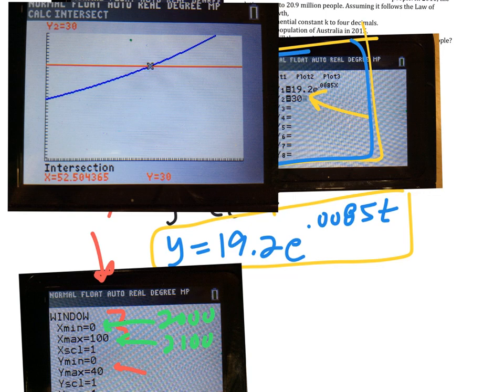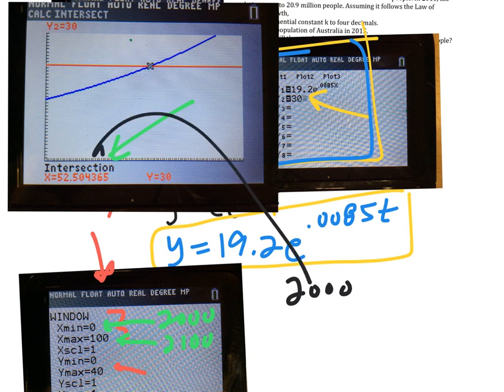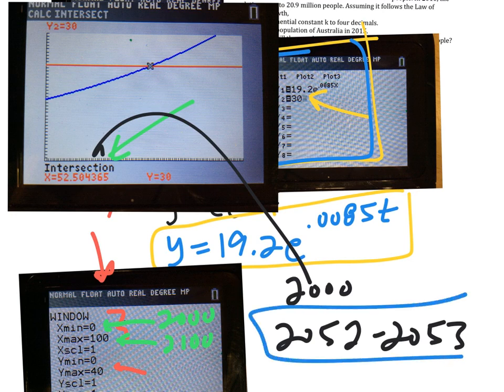So I got my point of intersection to be right up here, x equals 52.5, y is equal to 30. So in which year? Well, since I chose 2000 as the starting point, this looks like it would be the year 2052.5, so somewhere in the 2052-2053 range. That's when the population of Australia should reach 30 million for the first time.